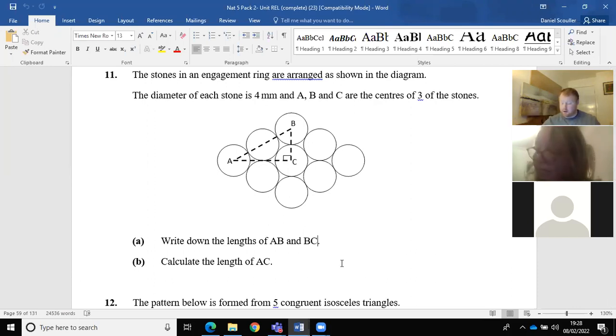So 6.93. Now, does that make sense? Yep, it's less than the hypotenuse. It's more than BC, and we can see that on the diagram, it's going to be longer than BC. So everything makes sense to me. Move on. Okay, superb. Let's take a break.